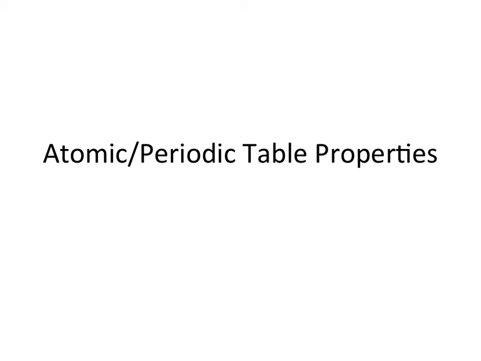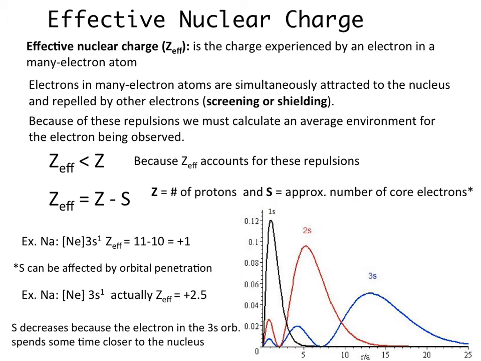We're going to be taking a look at atomic properties and basically the trends that occur throughout the table and the reasons why they occur. So effective nuclear charge is basically the pull or the charge from the nucleus that's experienced by an electron in a many-electron atom. So something besides, say, hydrogen.